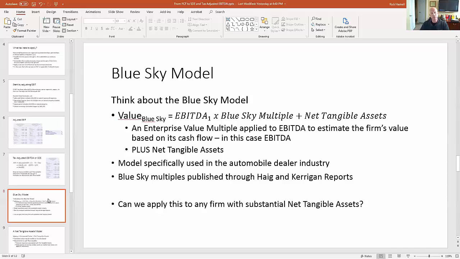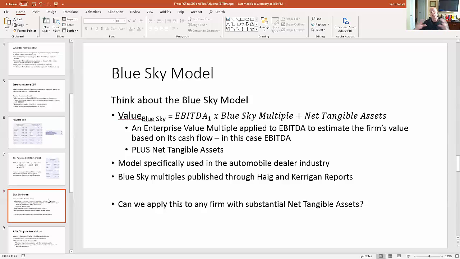Now, in most cases, we don't have this problem because in most cases, real estate is not owned by the business. It's owned in a separate entity that would be valued simply based upon the market value of the real estate minus any mortgages against the real estate. But that's the net tangible asset, right? The value of the asset minus any mortgages or debt against it.